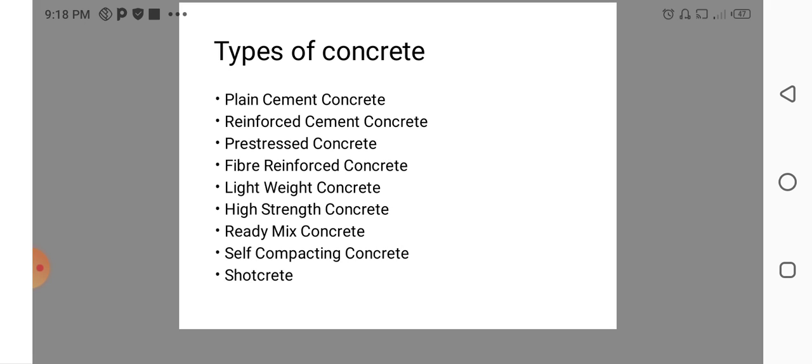Lightweight concrete. If the concrete is added with some ingredients and minerals, then it is said to be lightweight concrete. High strength concrete. If we are adding fly ash, limestone, slate, etc., to get higher strength, then it is said to be high strength concrete. Ready mix concrete, self compacting concrete, and shotcrete. These are some of the types of concrete.